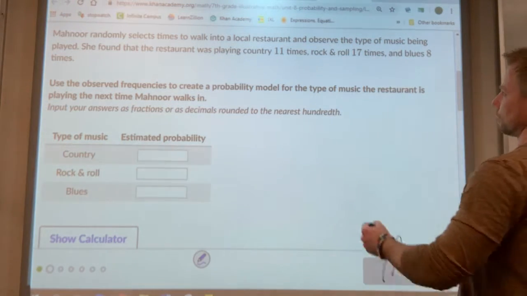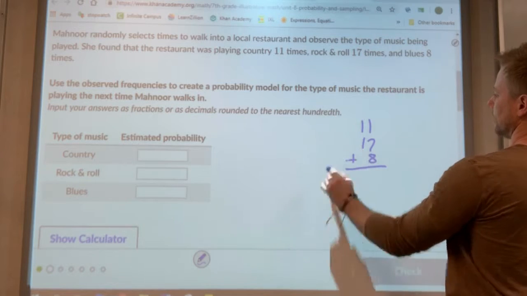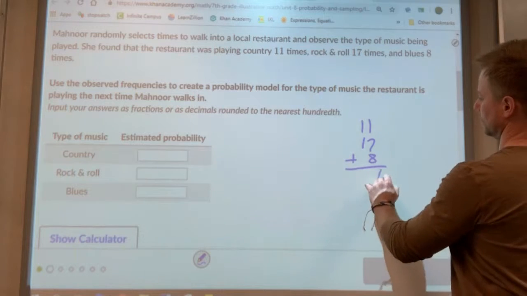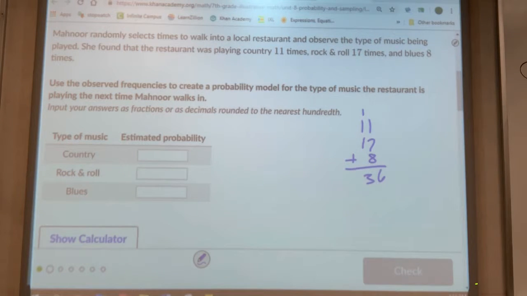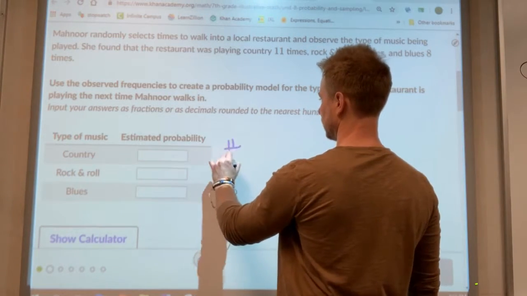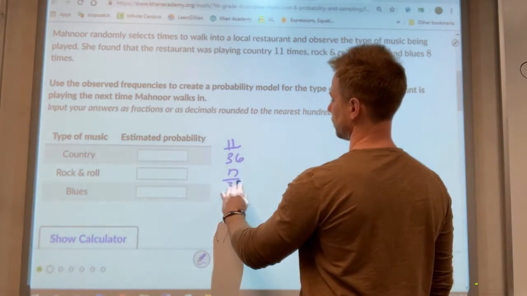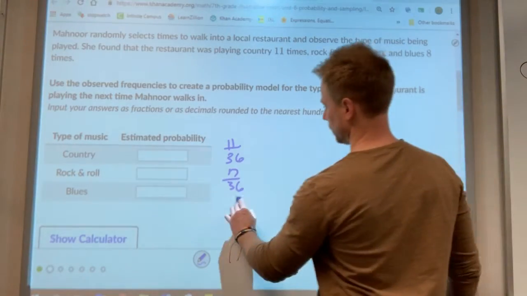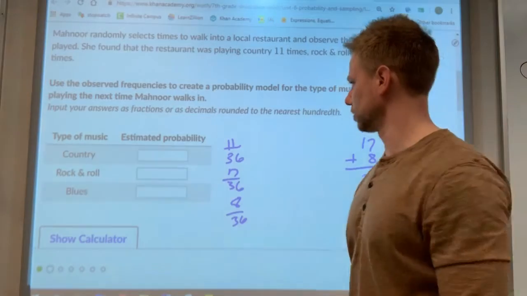So let's figure out our total first. So we have 11, 17, and 8. Let's add those together. 8 and 7 is 15, plus 1 is 16. We have 36 songs total. Country would be 11 out of 36. Rock and roll would be 17 out of 36, just using these numbers. Blues is 8 out of 36. So we can just plug those numbers in.